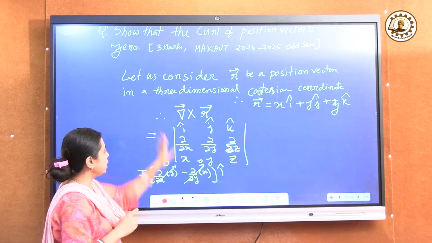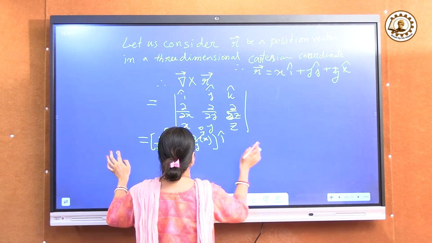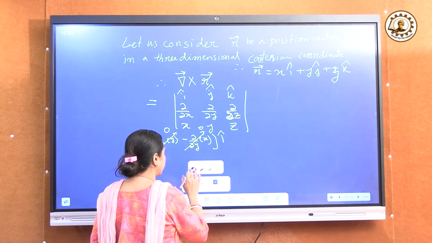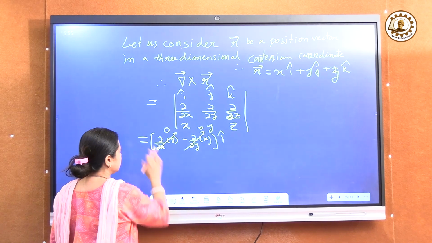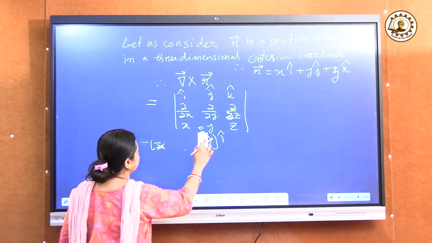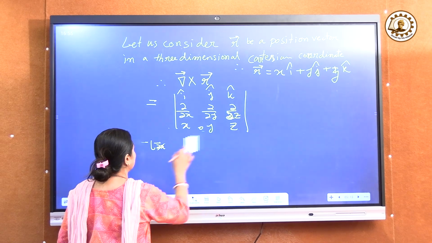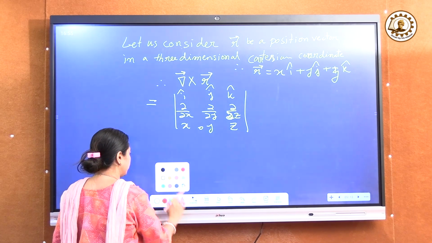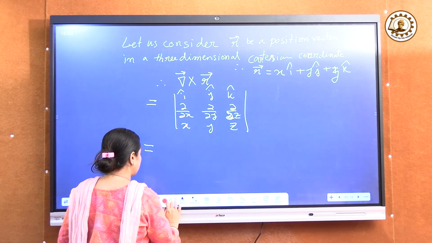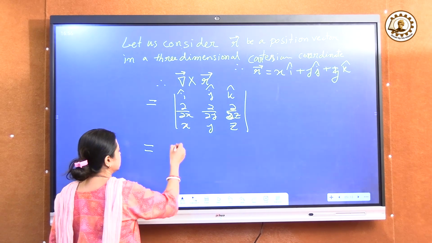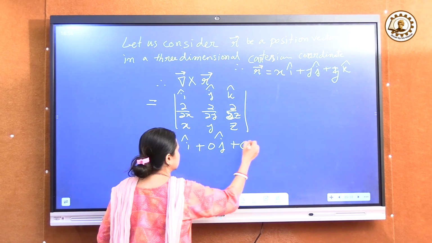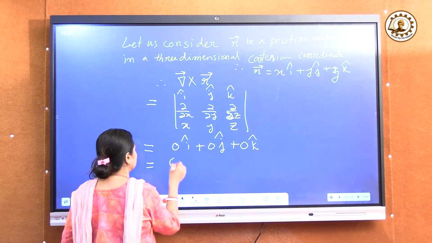Similarly here also, we do not write it elaborately. What we do, for ease, is just have a look at whether it can be differentiated or not. In that case, directly we will be writing here 0 i cap plus 0 j cap plus 0 k cap, or is equal to 0.